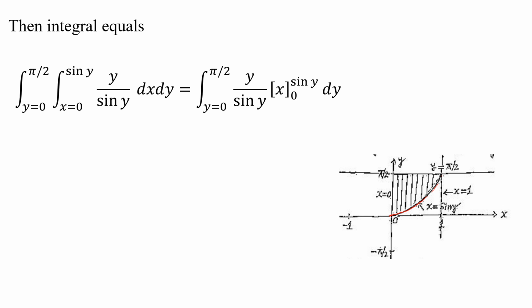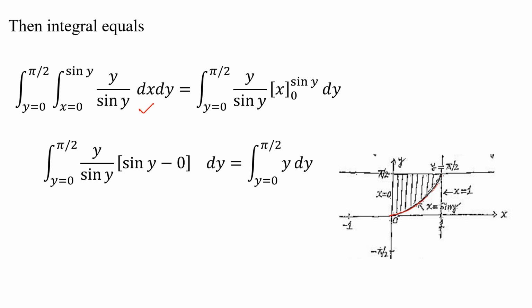So y equals 0 here and it will be pi by 2. y upon sine y remains the same. First we integrate with respect to x. So it is the integration of dx, with limit 0 to sine y that we put here. By putting this value, sine y and sine y will be cancelled, so only y will be there. So it will be the integration of y dy, with limit y equals 0 to pi by 2.